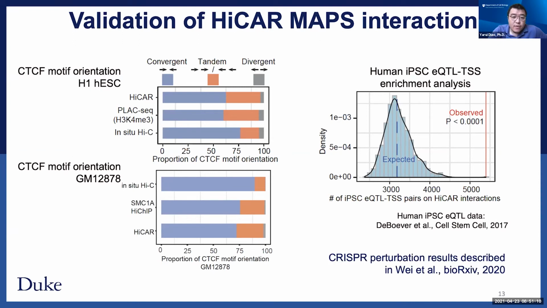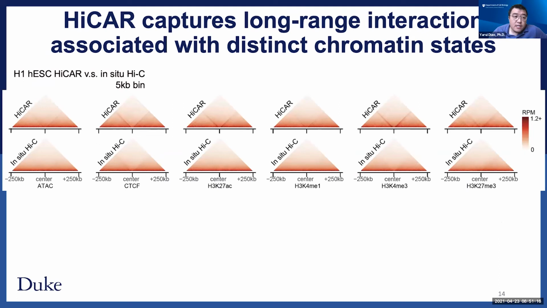Okay, so we also did a CRISPR perturbation experiment, but I didn't show it here. As I told you, the enrichment of open chromatin, the enrichment of cis-regulatory element anchored interaction by HiCAR relies on chromatin accessibility, and we know that the open chromatin region can be marked by distinct marks. So we want to test if HiCAR can capture the long-range interactions that are associated with distinct chromatin states.